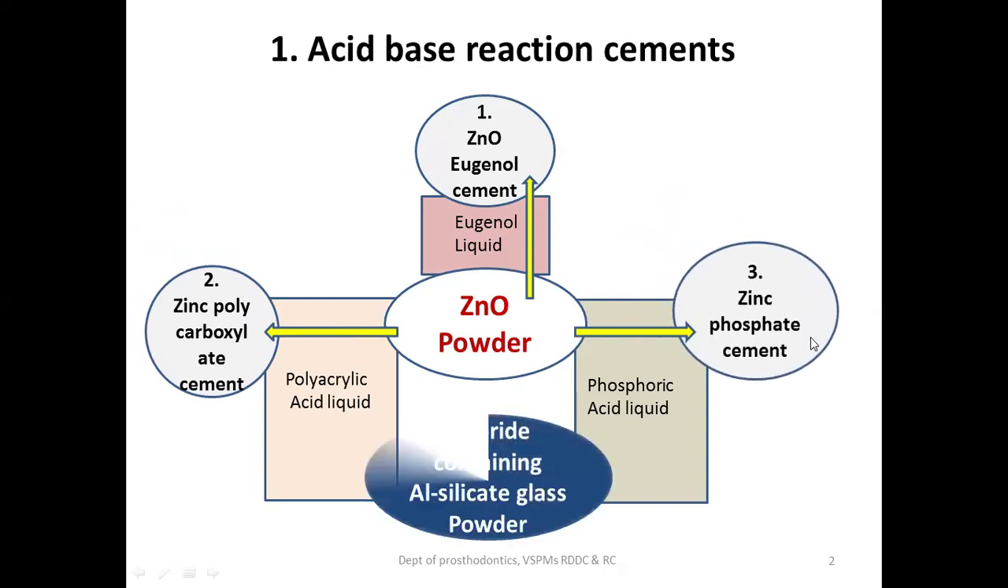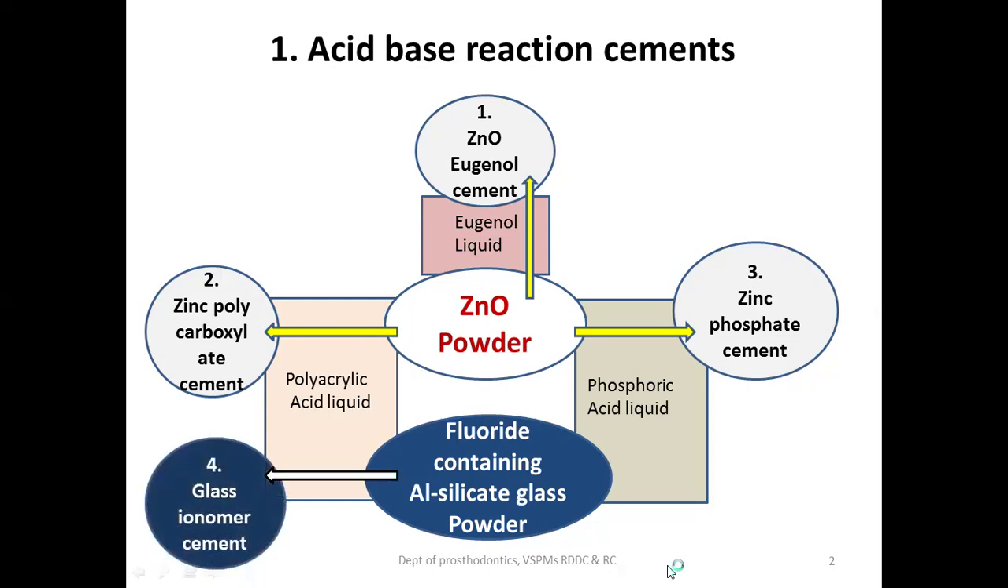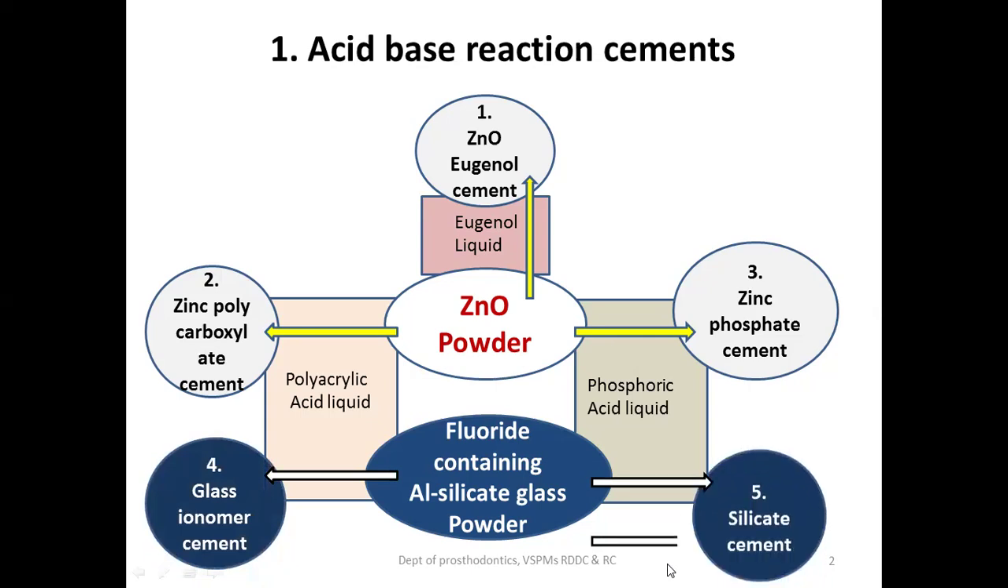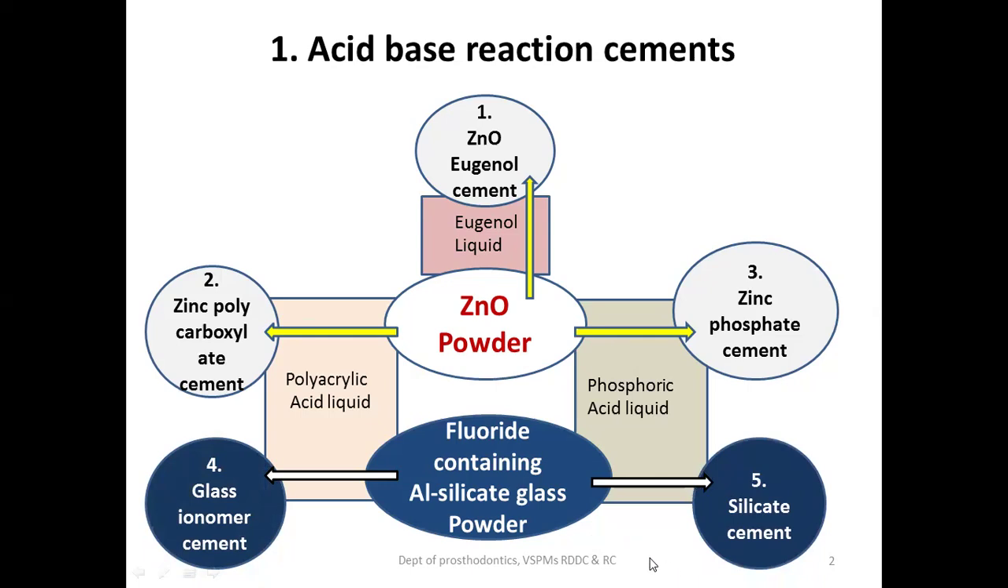Same way, when there is a powder of fluoride containing aluminum silicate glass, then if you add liquid polyacrylic acid to this powder, you will get a glass ionomer cement, and with phosphoric acid, you will get a silicate type of cement. So this is a very important and easy tree diagram, so that you can remember the composition of a total of five cements at a glance.